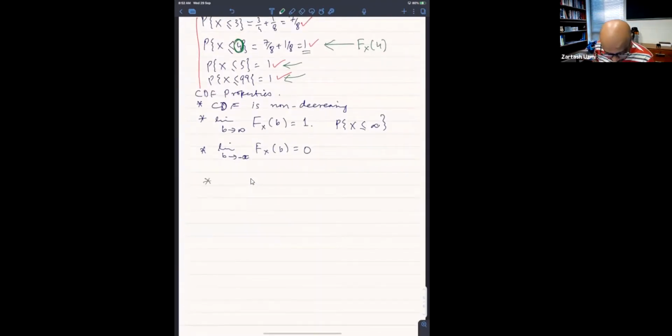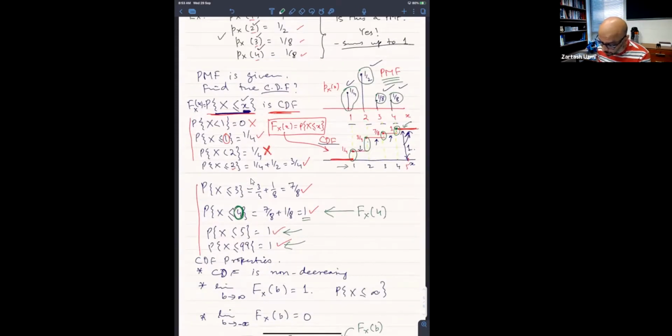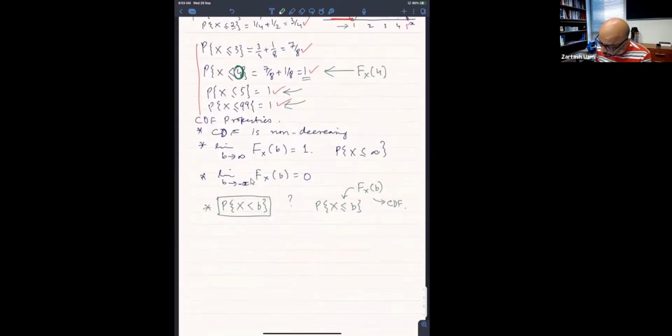Now, this guy, probability x is less than b, इसमें और probability x less than or equal to b. This is my CDF, F of x evaluated at b. इस CDF में और इस probability question में इनके दरमियान क्या relationship है? Are they equal? Not equal? Well, they may or may not be equal. ये जो ऊपर हमने example दिया, they will not be equal, but they can be equal for certain values.